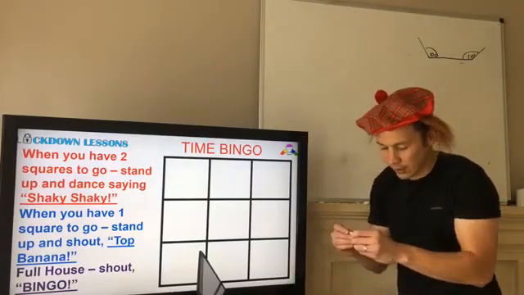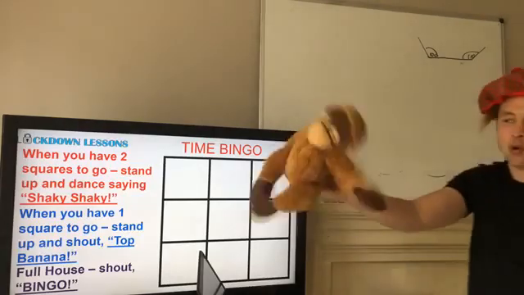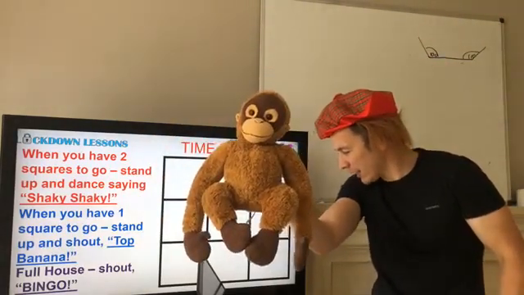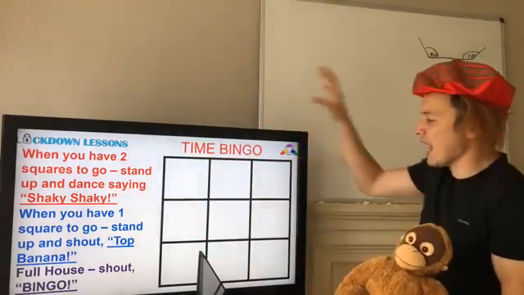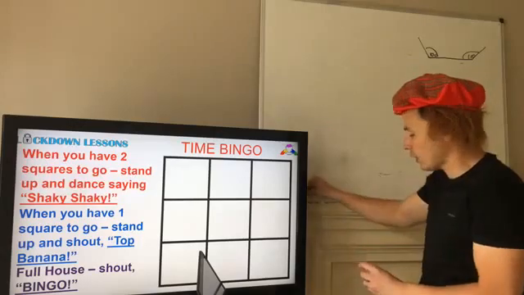Oh, we have a power animal. Did anybody go for Mr. Monkey? Ooh, we got the monkey. If you got the monkey, you cross up any number on your grid you want.